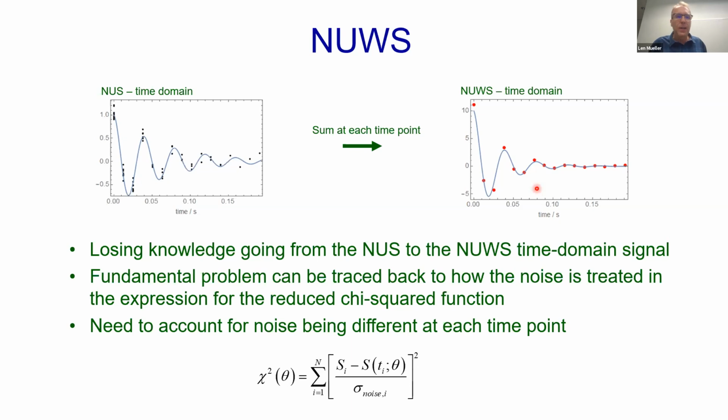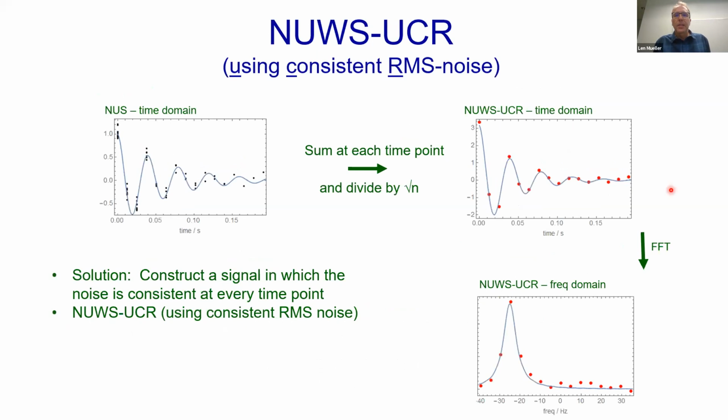But if you're going to Fourier transform the data, you're going to lose the ability to make this simple assignment of the noise at the individual points. And that fundamentally is why when we Fourier transform the data or ignore the fact that these points have different noise, that we lose some of that knowledge enhancement. So the solution to this is actually straightforward. We just need to construct a signal in which the points all have the same root mean square noise.